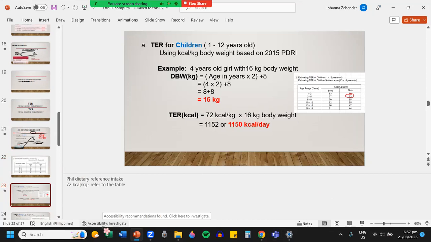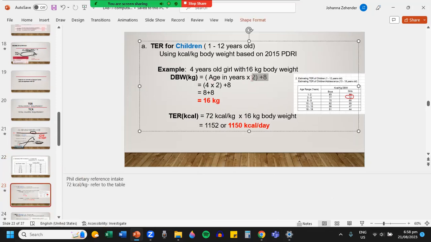So let's say, for example, you're going to compute the TER of a 4-year-old girl with a 16 kilogram body weight. First, we are going to compute the desirable body weight. So age in years, 4 times 2 plus 8. Again, you're going to follow the constant formula. 4 times 2 is 8, so 8 plus 8 is equal to 16 kilograms. So a 4-year-old girl has a desirable body weight of 16 kilograms.